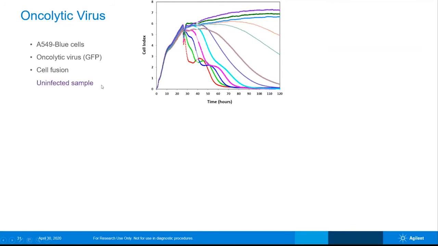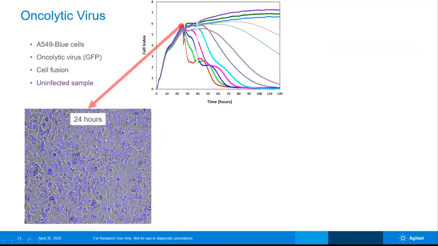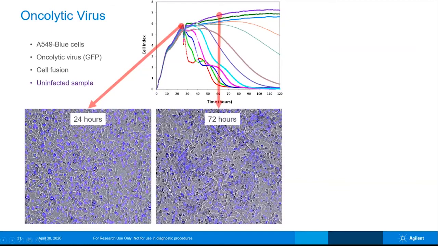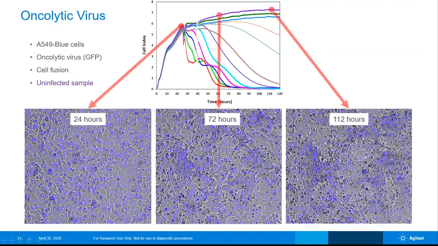In this first example, we're going to look at the uninfected sample, this purple trace here. At 24 hours, the cells look quite healthy. They're very near to being confluent. You can see a couple of regions of daylight between these cells. If you move out to the 72-hour time point, you can see that the cells have continued to proliferate and they've just packed in tighter and tighter next to one another. By 112 hours, the cells are starting to look pretty unhealthy. They're beginning to stack up in 3 dimensions.